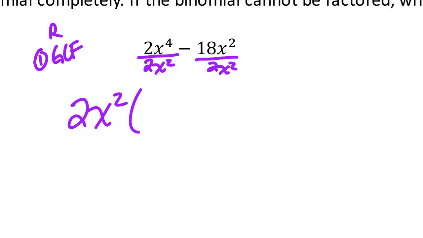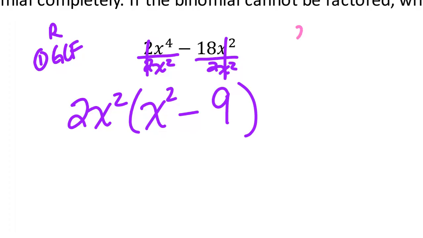What's 2 divided by 2? 1. And x to the fourth divided by x squared? X squared, because we subtract them. 4 minus 2 is 2. Minus, what's 18 divided by 2? 9. 18 divided by 3 is 6, but 18 divided by 2 is 9. And then x squared divided by x squared is 1. So I'm just left with x squared minus 9.